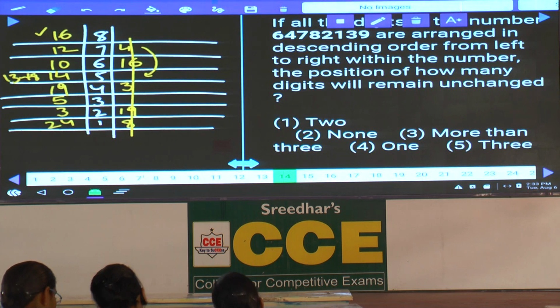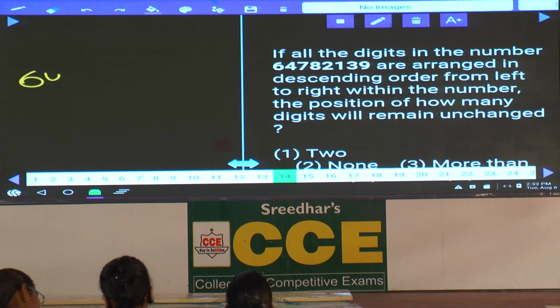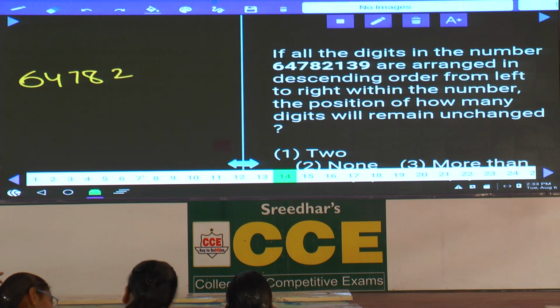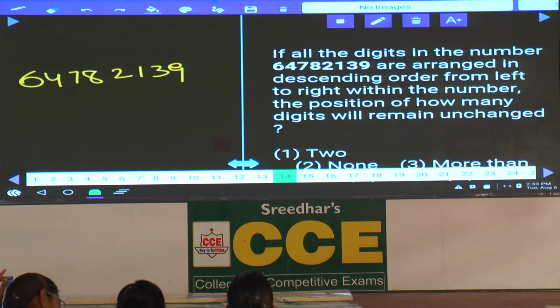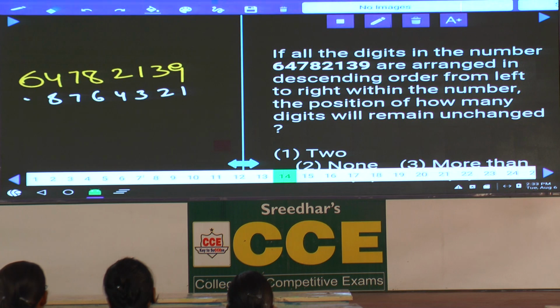Then question number 14. This 14 is based on different numbers. The numbers 6, 4, 7, 8, 2, 1, 3, 9 are arranged in descending order from left to right. Within the number, the positions of how many digits will remain unchanged? Now all the numbers are written in descending order. Descending order means highest to the lowest. Hence 1, 2, 3, 4, and 5 is not there, and 6, 7, 8, and 9.